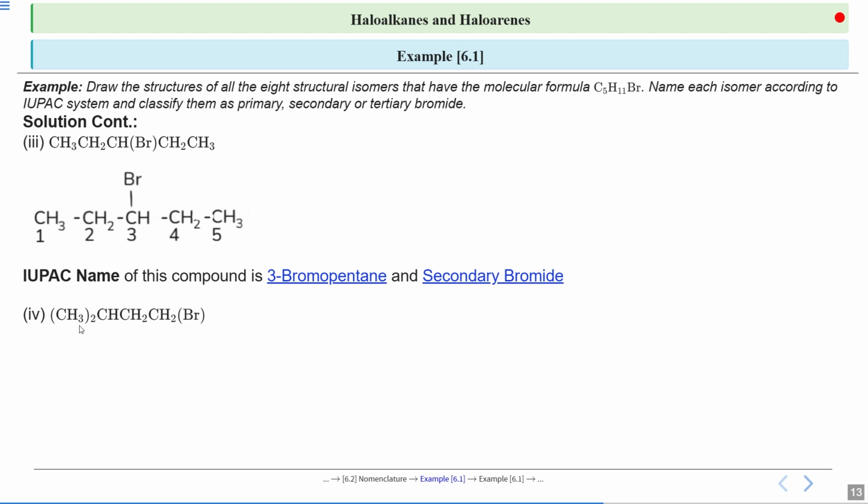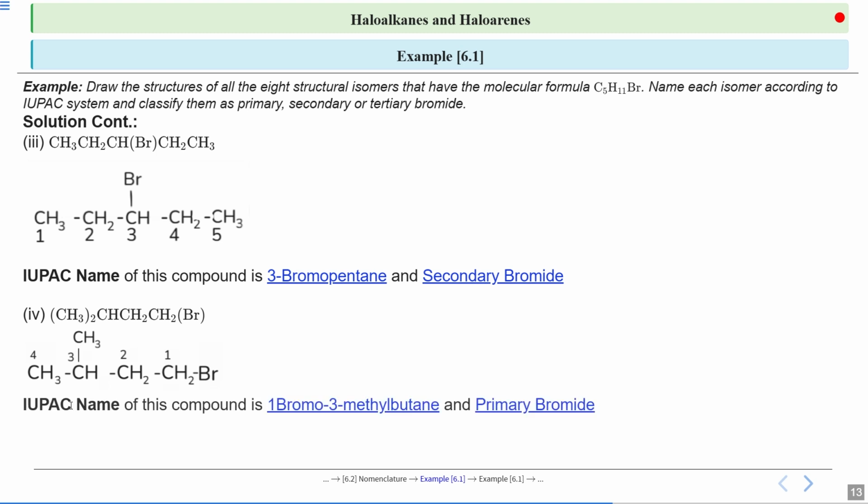The fourth isomer is (CH3)2CH, CH2, CH2, Br. If you draw the structure, it will be CH3, CH. At this carbon we have a methyl substituent group, then CH2, CH2, Br. We write the IUPAC name of this compound as 1-bromo-3-methylbutane, because at the third carbon we have methyl and at the first carbon bromine, and it is a primary bromide because bromine is present at a primary carbon.